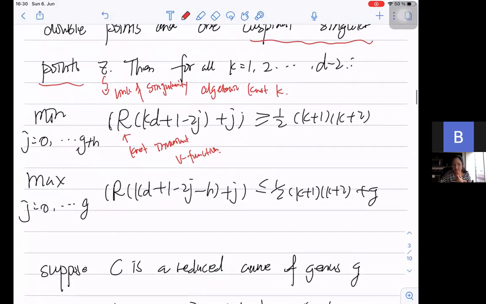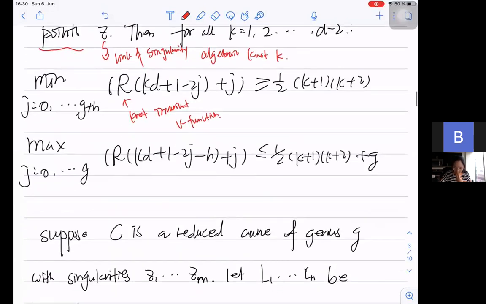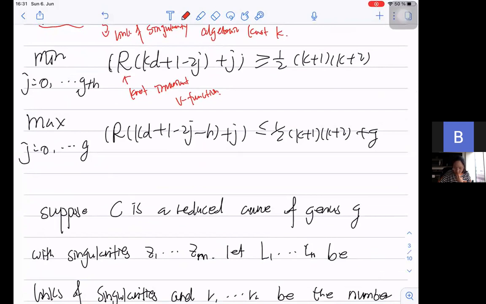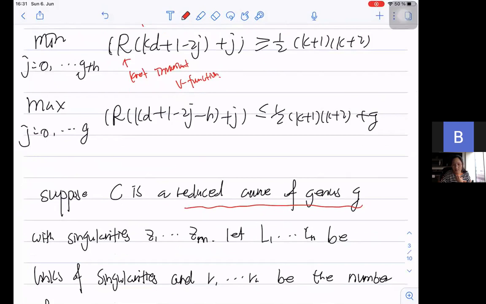But in order to prove this, we're going to a more general picture for the singular curve. The picture is like, now C, we just regard it as a reduced curve of genus G. Now we don't assume it only has one singular point. We assume it has the singular points Z1, Z2, etc., Zn. And each singular point could be cuspidal or non-cuspidal, meaning we don't know whether the link of the singularity is a knot or a link, and we don't know how many components it has.